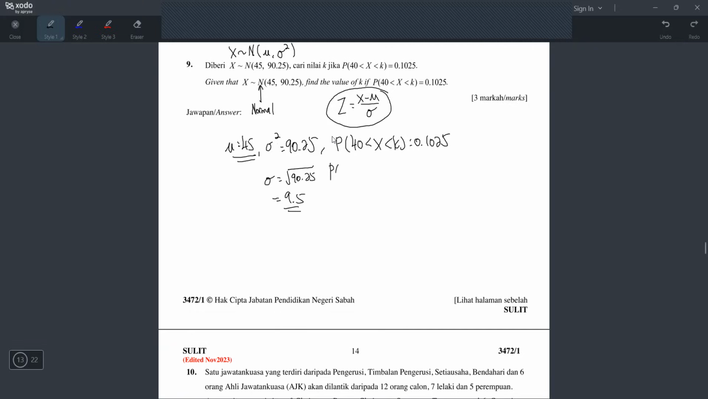And what is the first step? Convert to z, because now it's an x value. So how to convert from x to z? Take the x, which is 40, minus the mean 45, divide by the standard deviation 9.5. And then this x, I will write z now. And then the k, also do the same thing.